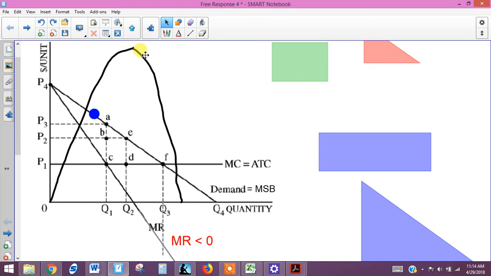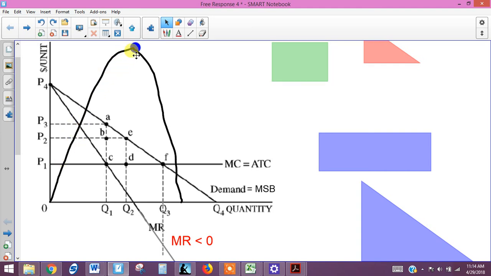Now, from here over, when marginal revenue is less than 0, that's just telling us that we're seeing a fall in total revenue. So when total revenue is falling, that means that the demand is inelastic. When total revenue is rising, when the percentage change in quantity is greater than the percentage change in the price, then that means that we are elastic.